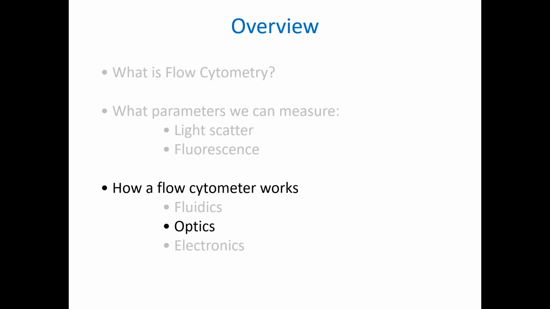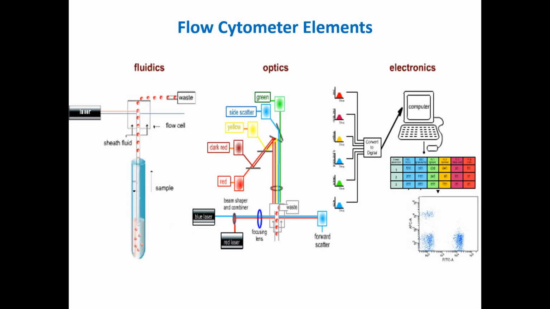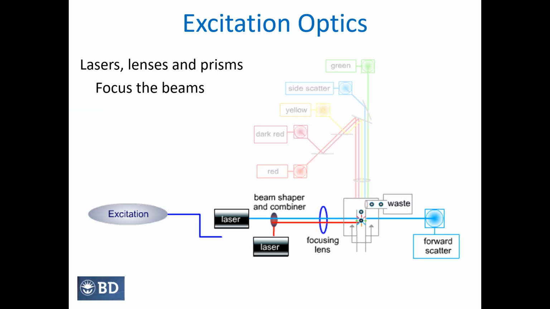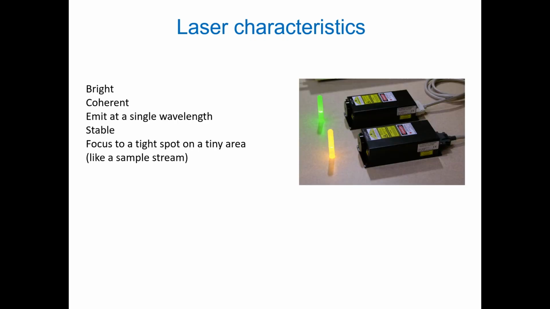Now let's take a look at optics. We will discuss two kinds of optics, excitation and emission optics. The excitation optics consist of lasers, lenses, and prisms that focus the laser beam on the spot where the cells will pass through. The lasers used for excitation in flow cytometry have the advantage of being bright, coherent light, emitted at a single wavelength. They're very stable and can be focused on a tiny area like a sample stream.